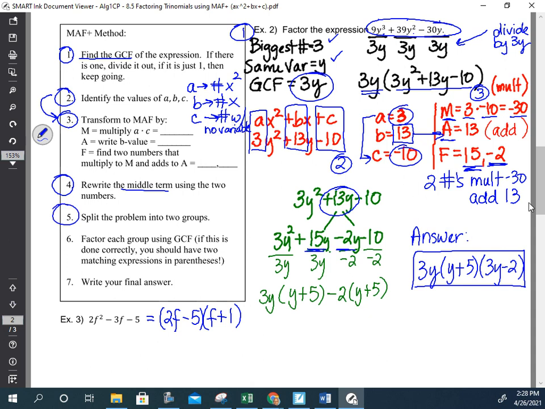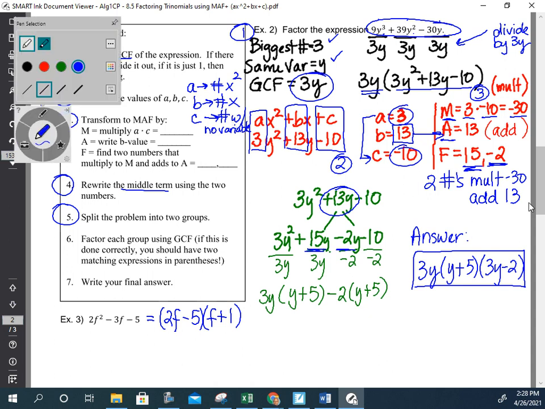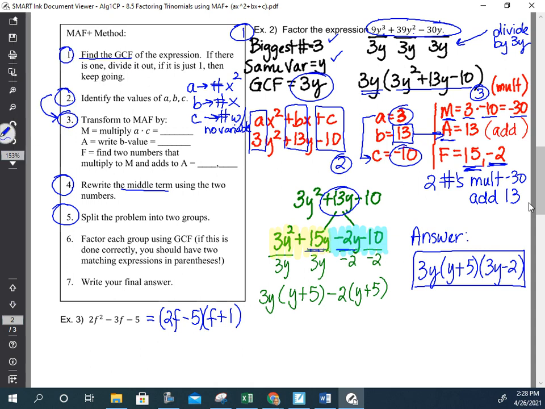Split the problem into 2 groups. So, 2 groups, I'll use my highlighter. There's group 1. There's group 2. So now we factor it by grouping. Steps 5 and 6 are where you use grouping.